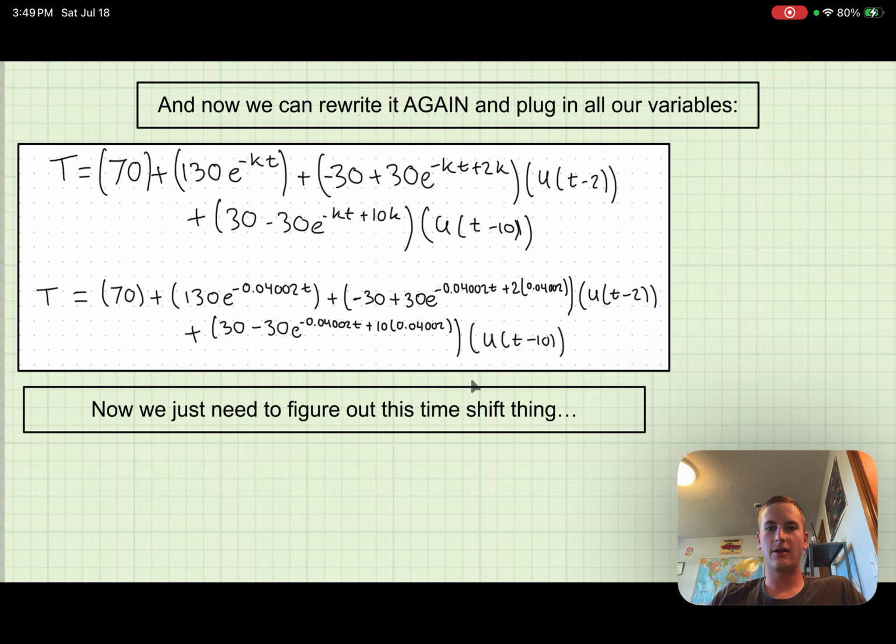Okay, so I rewrote it again here with all of our k's. I just used k for all the math because I didn't want to write negative 0.04002 every single time when I could just write k. So I did that, and then I wrote it all out here. Now we're going to figure out how to use the time shift.